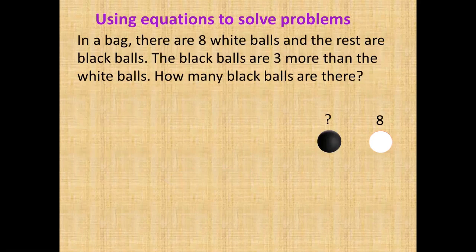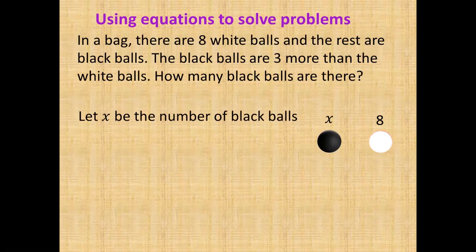So in this question, again, our target is to find out the number of black balls. So that's why at the beginning, we need to let an algebraic symbol, x, be the number of the black balls. We got x black balls and 8 white balls. And then now, second step, we need to set up an equation. But how? Let's see. According to the question, it said that black balls are 3 more than the white balls.